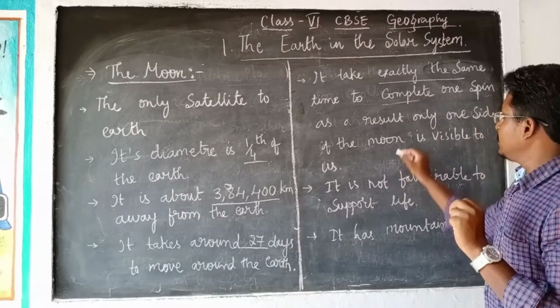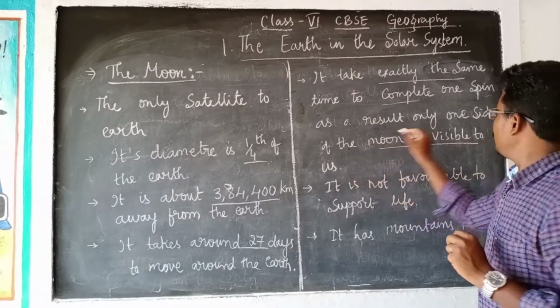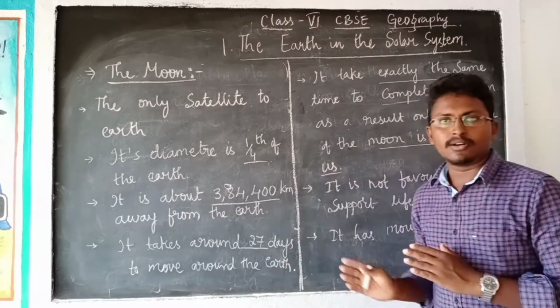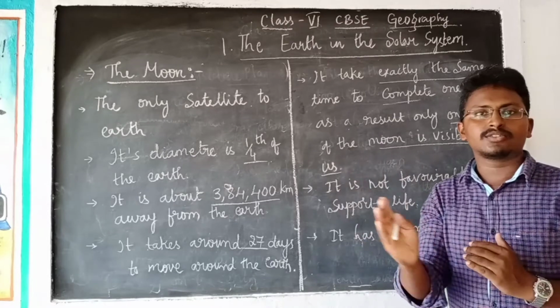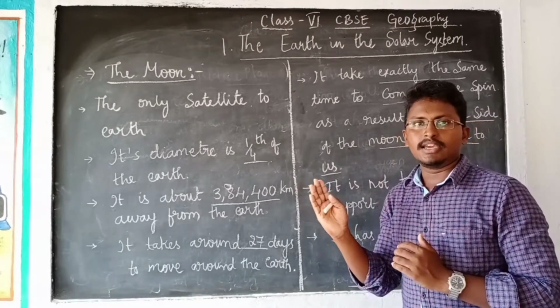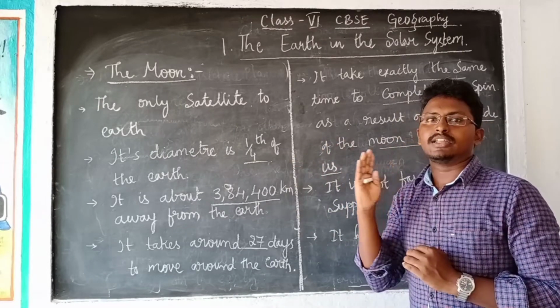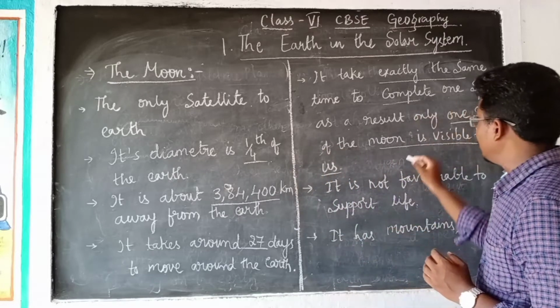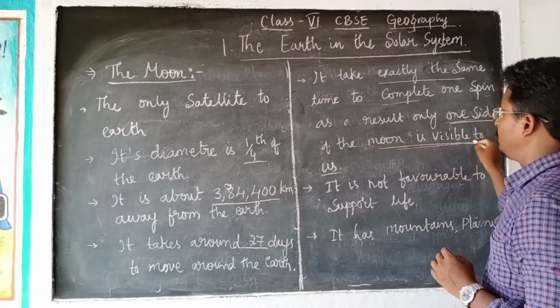Because of that, only one side of the moon is visible to us. It takes 27 days to revolve around the earth, and it even takes 27 days to rotate on its own axis. That is the reason we see only one side of the moon.